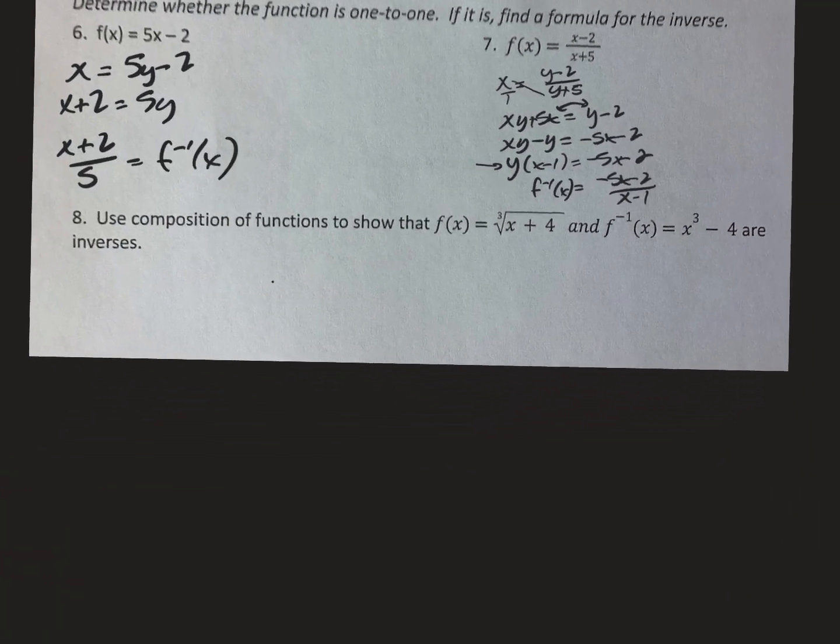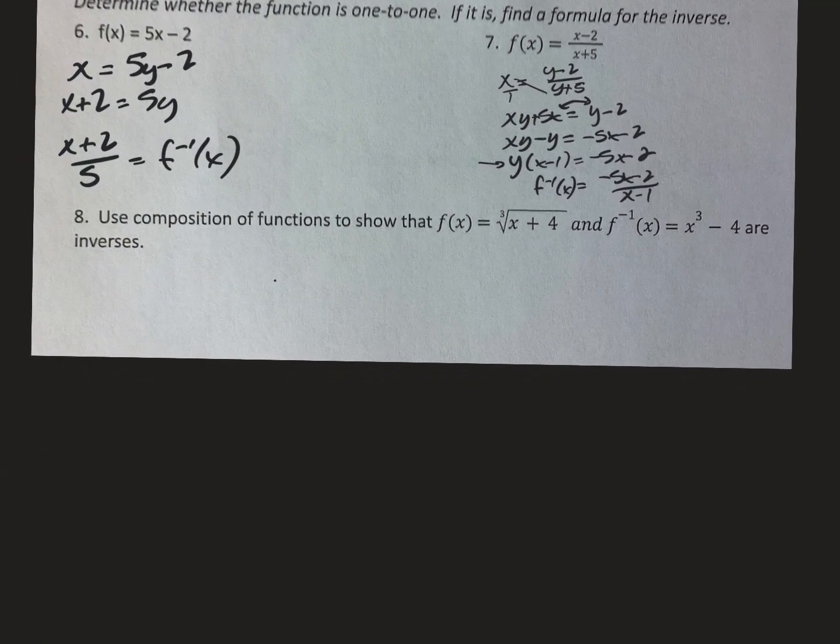Number 8, pretty cool problem because you know the answer before you begin. It says use composition to show that they are inverses. Remember, when you do that, you have to do f of the inverse of f, and also go backwards, do inverse of f of f. And remember, you're going to get x both times if they're inverses, and the problem is telling you to show that they are inverses. They are inverses, so you're going to get x.